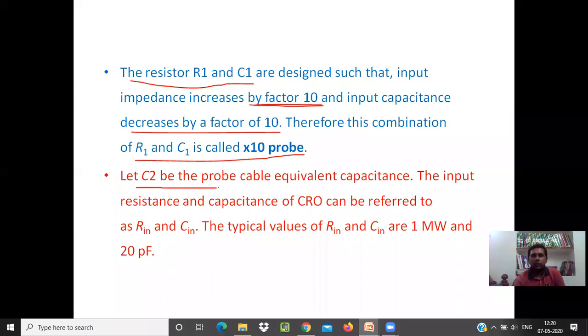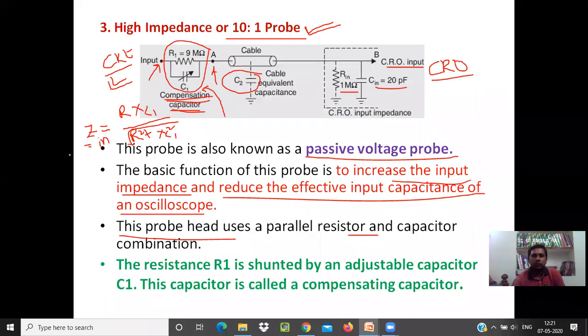So C2 is the probe cable equivalent capacitance, which we already discussed. The input resistance and capacitance of the CRO can be referred to as Rin and C1. The typical value of Rin is 1 mega ohm, and the capacitance is 20 picofarads. So this is about the 10:1 probe.